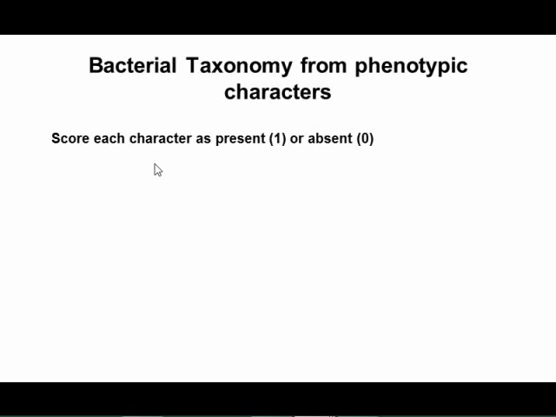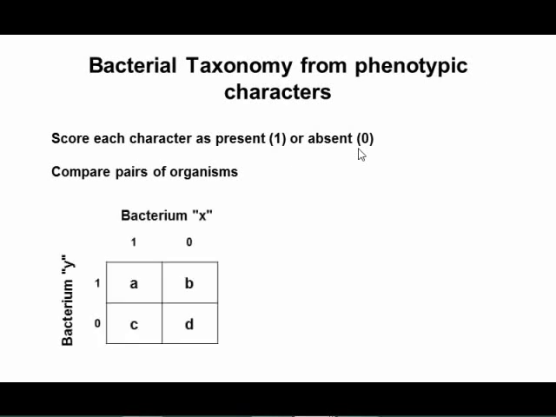If it can, then you say, okay, this bacterium is lactose positive, it's got a 1. If it can't ferment lactose, then you'll have a 0. So for each bacterial species that you have, for each character, you score them 1 or 0. And then what you do is compare pairs of organisms, or let's say used to do, and you construct a table like this.